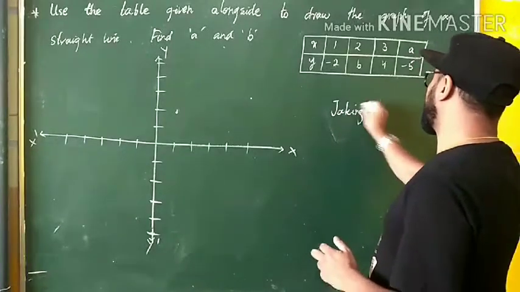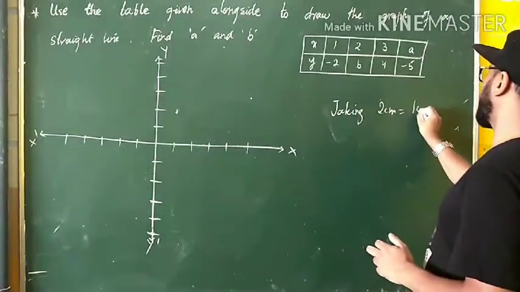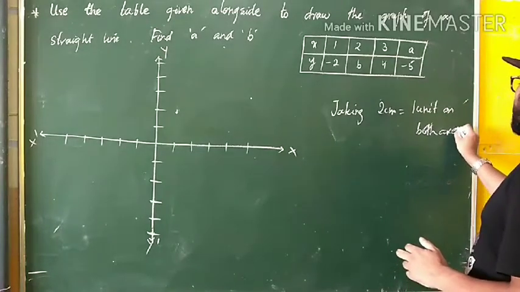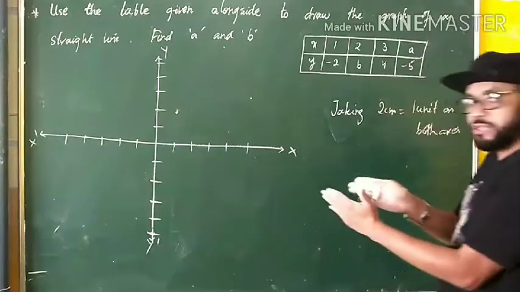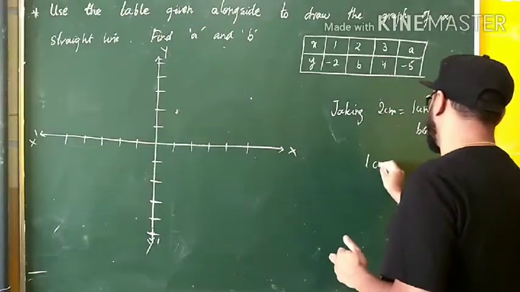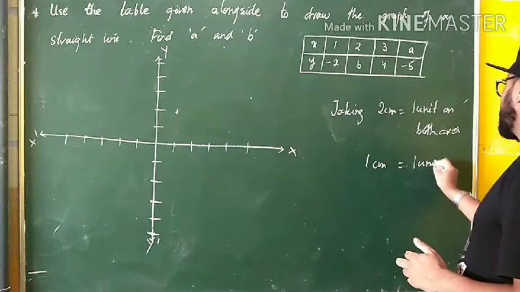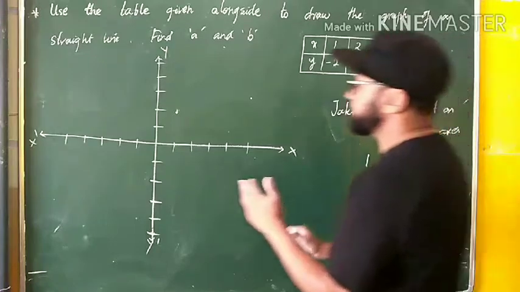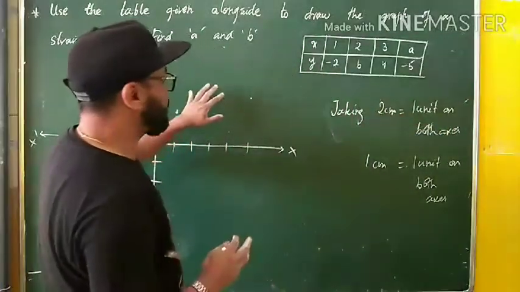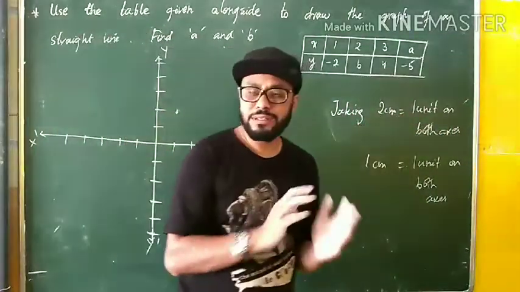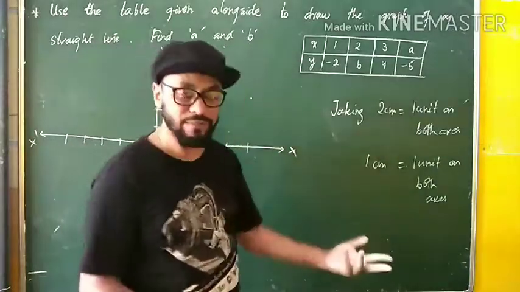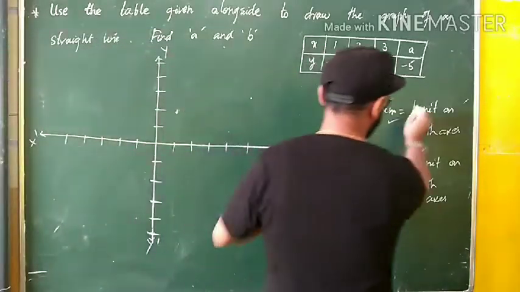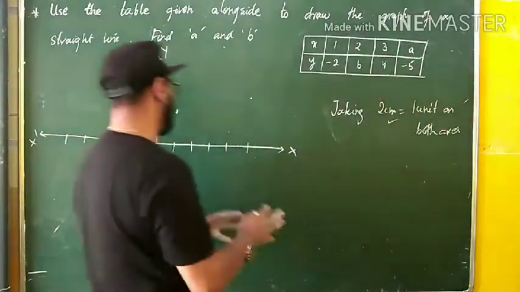Taking 2 centimeter is equals to 1 unit on both axes. And if the coordinates are very big, so if it won't fit if you take 2 centimeter, then you can reduce it. Taking 1 centimeter is equals to 1 unit on both axes. So I suggest you, if the coordinate is 5, then you can take 2 centimeter very easily. But if it is more than 5, then it won't fit. So I suggest you to take 1 centimeter. So here we are taking 2 centimeters because it is 5 and it will easily fit on the graph.